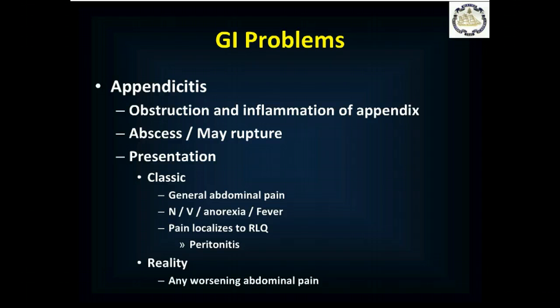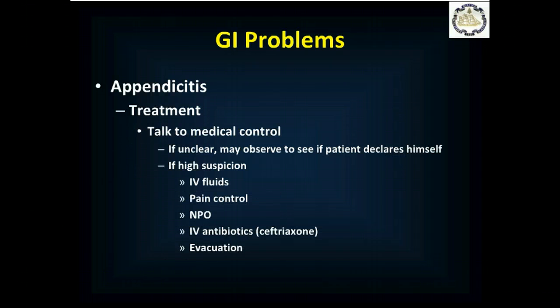Now that's the classic presentation. In reality, anyone with abdominal pain that's getting worse and localizing, particularly the right lower quadrant, you have to be concerned about appendicitis. So how you manage appendicitis is going to depend on how suspicious you are. So you'll talk to medical control. If it's an unclear case, so generalized abdominal pain, maybe a little loss of appetite, but no fever, they may say, okay, let's observe them for a while and see how they do.